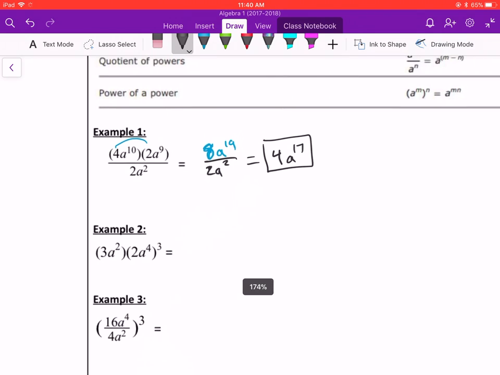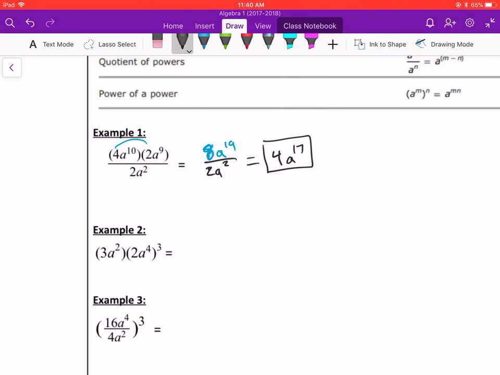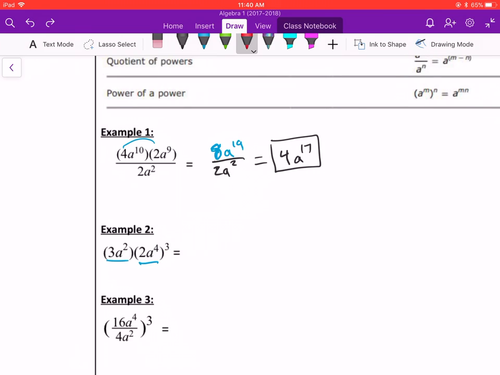Look at example 2. We know there's a multiplication because you see the parentheses. So we're multiplying 3a squared with 2a to the 4th. But you can't forget this power to the 3rd. You always have to do those exponents first. So before you do any of that, you raise this 2 to the 3rd, and you multiply the exponent 4 by 3. So what you technically have is 3a squared still, but then you have 2 to the 3rd.